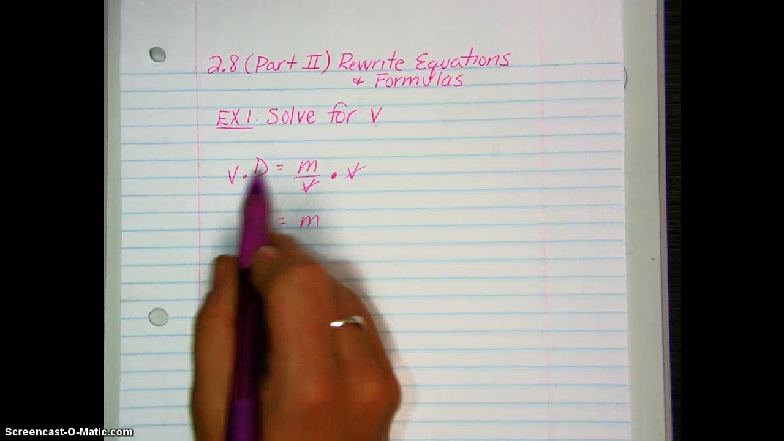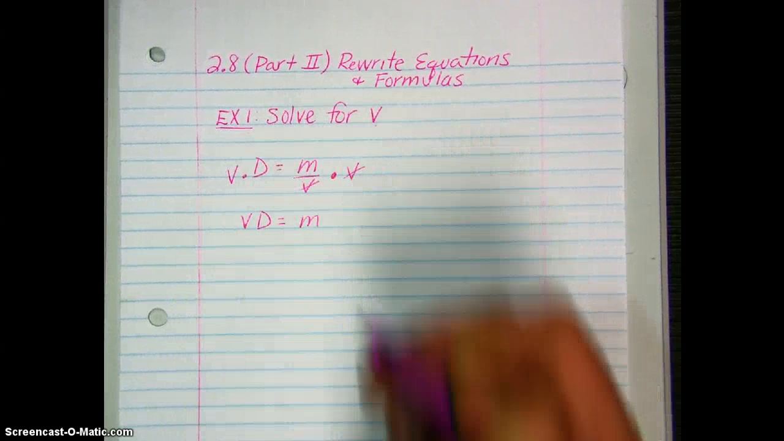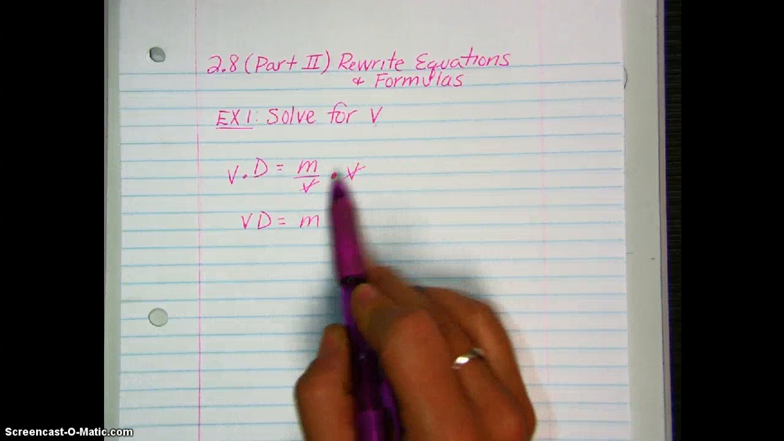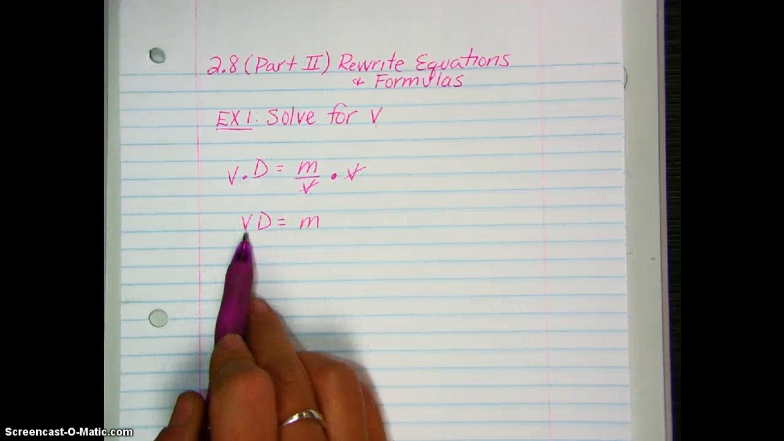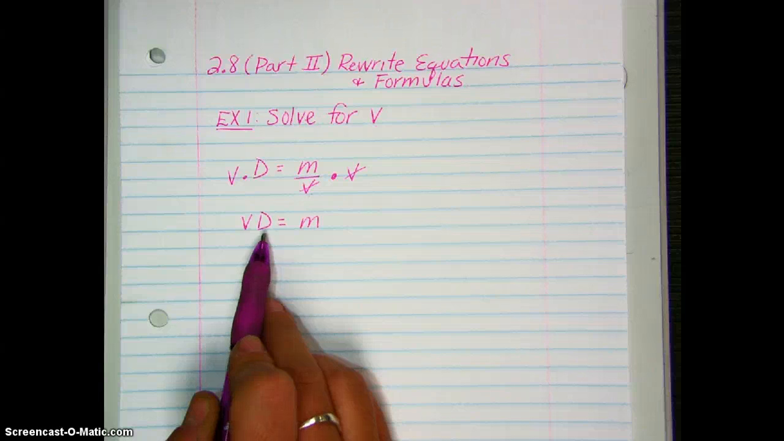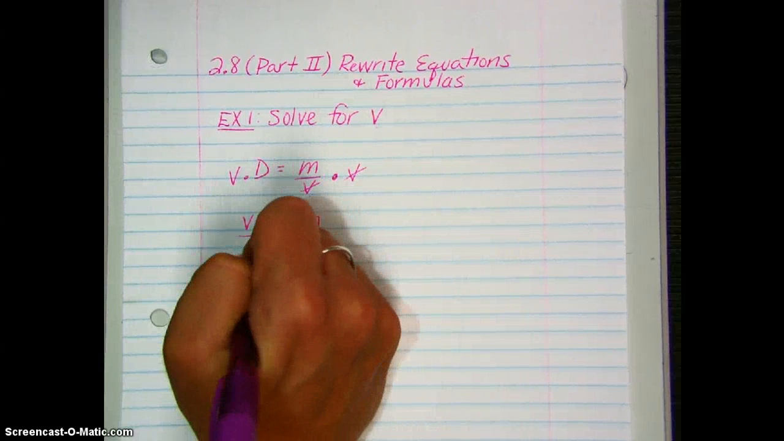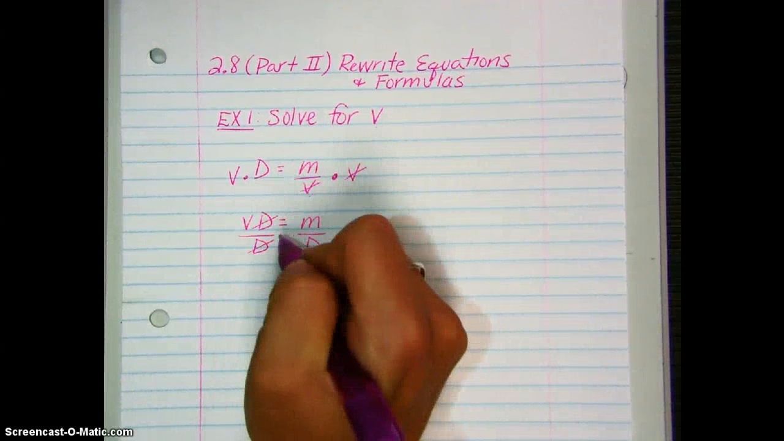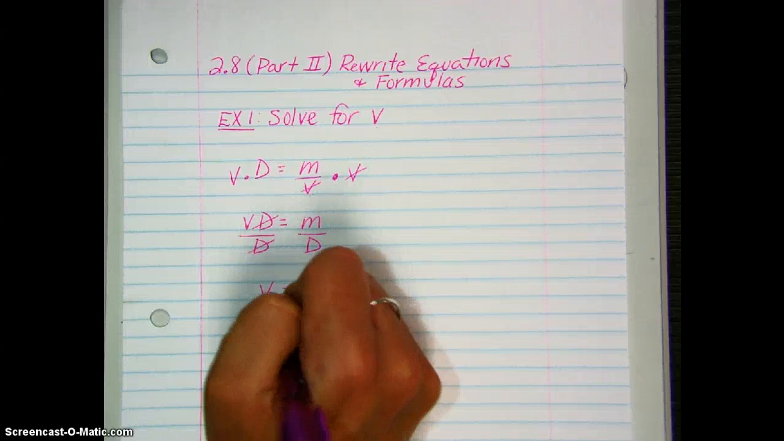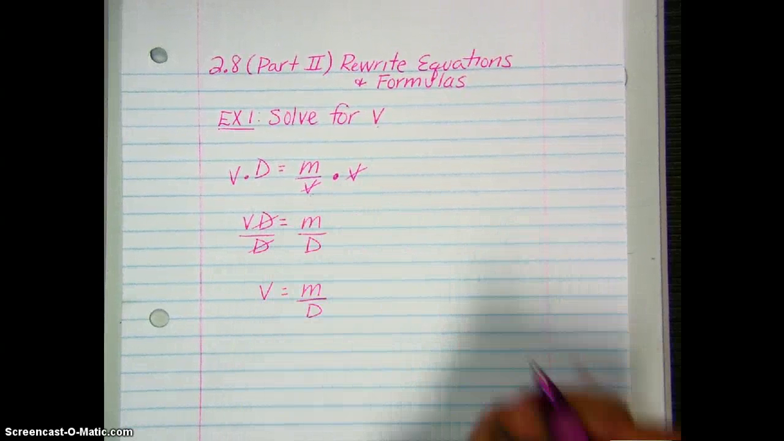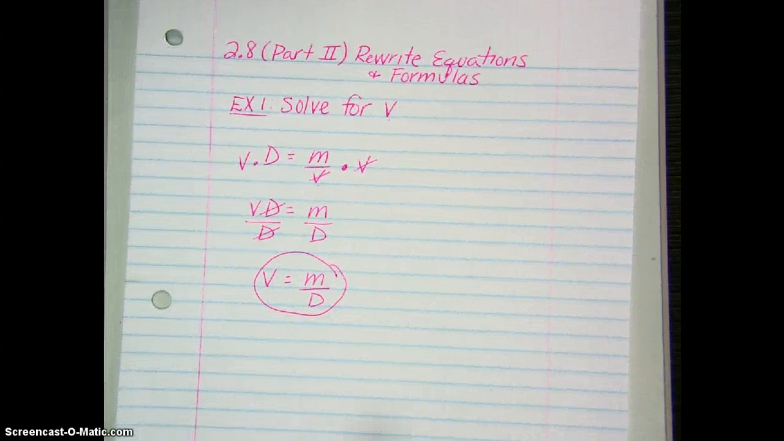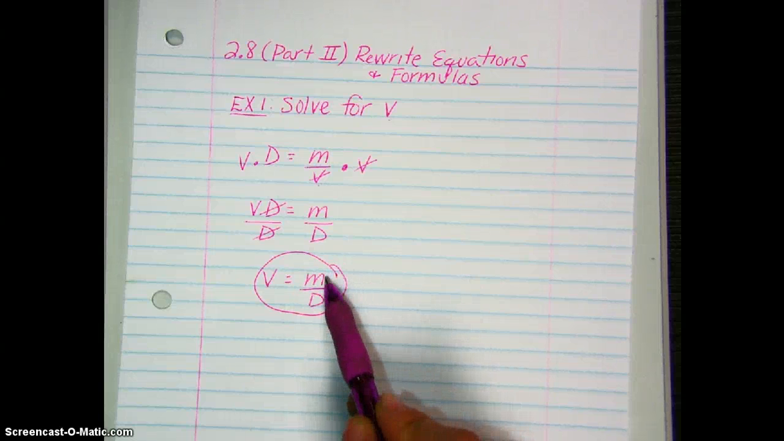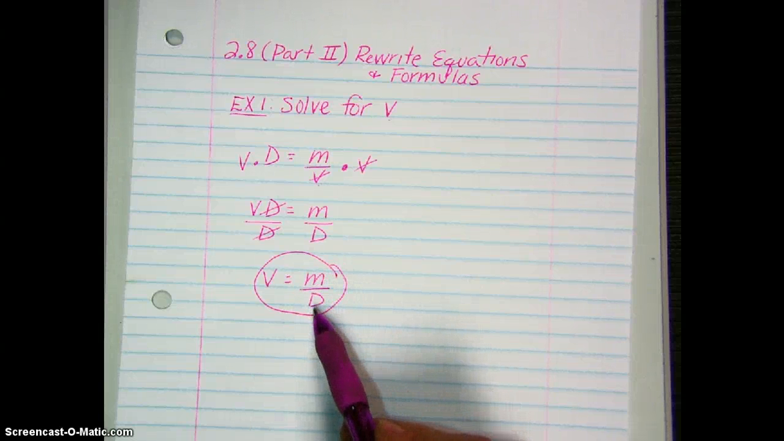And then on the left side, we have v times d, which we can just simply write as vd. Well, we're not done yet. We got the v, our variable we're solving for, out of the denominator, but we still need to get it by itself. So v is being multiplied by d, so we do the inverse of that. We divide by d. Whatever we do to one side, we do to the other. Now these cancel, because d divided by d is 1. We're left with 1v equals m over d. And there you go, that's your final answer. So to find the volume, you could calculate that by taking the mass of an object and dividing it by its density.